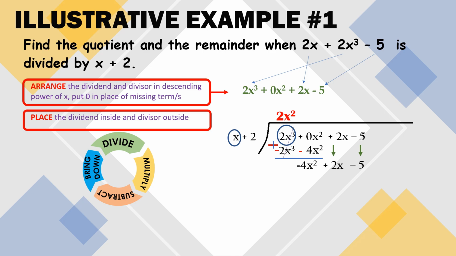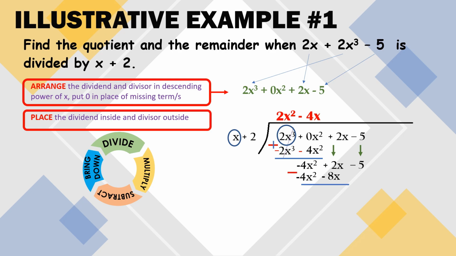Then we go back to the divide. So we're going to divide negative 4x squared divided by x, and that will give us negative 4x. Then we're going to multiply. So we multiply negative 4x times x plus 2. So negative 4x times x is negative 4x squared. Negative 4x times 2 will give you negative 8x.